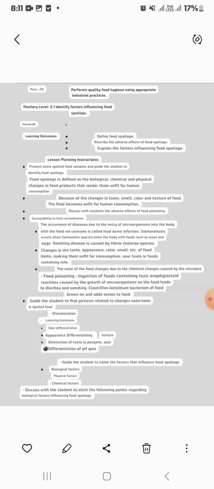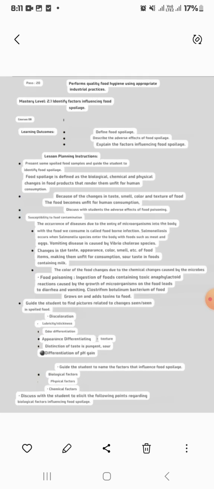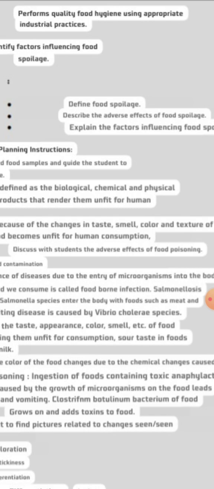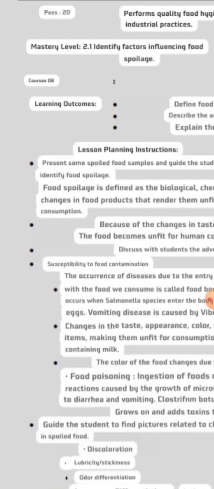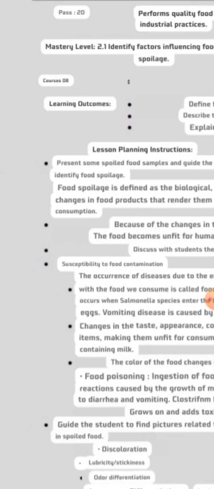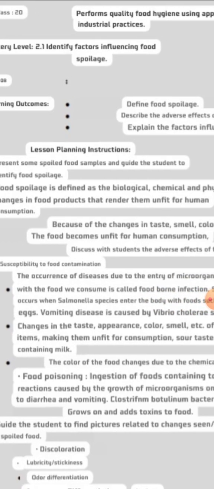Today I am going to teach the second lesson of grade 13. The second lesson is about performing the quality of food hygiene using appropriate industrial practices. This lesson, 2.1, includes identifying the factors which influence food spoilage. How does food get spoiled? We are going to study those factors.